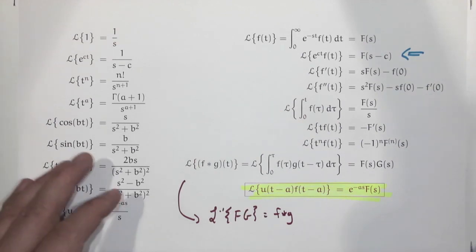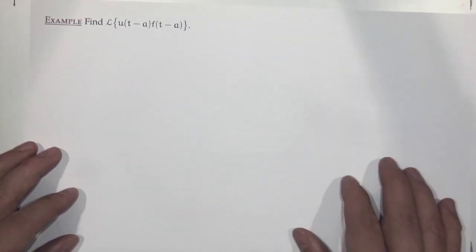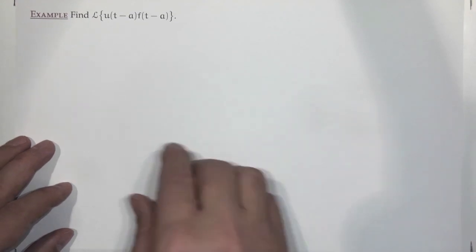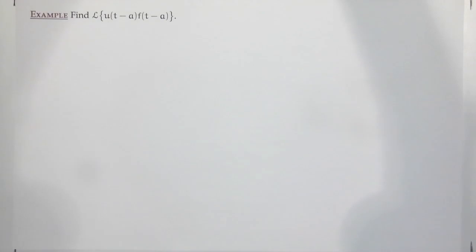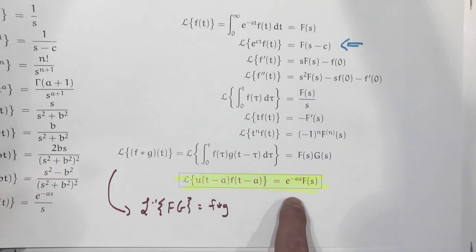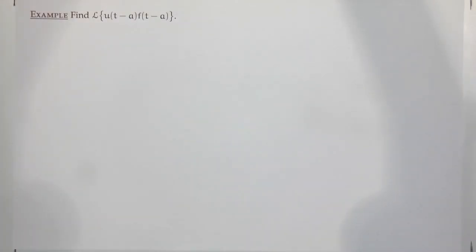So the very first thing we want to do today is find the following: the Laplace transform of u of t minus a times f of t minus a. And I know what you're thinking. Aha, Steve, good news. It's right there. Well, we want to see why it's right there. Okay, so that's our goal.